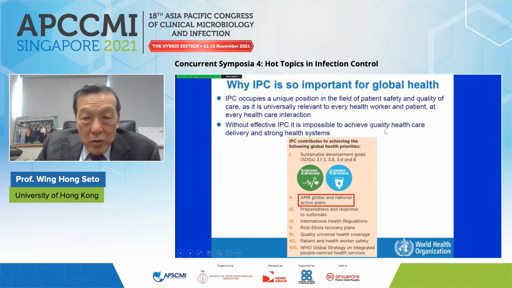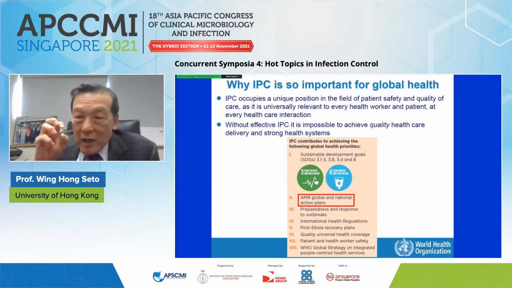So take a look. This was the original. When the unit was first formed, it was very much AMR. You see? AMR, global national concern, this is the big thing. Now, AMR, global concern. And then, of course, other things: outbreaks, international health regulation. In those days, Ebola was very important. Universal health coverage, patient and health worker development, and WHO global strategy. Now, I show you this table purely to emphasize this. Yes, there's infection control, but it only forms a small part.